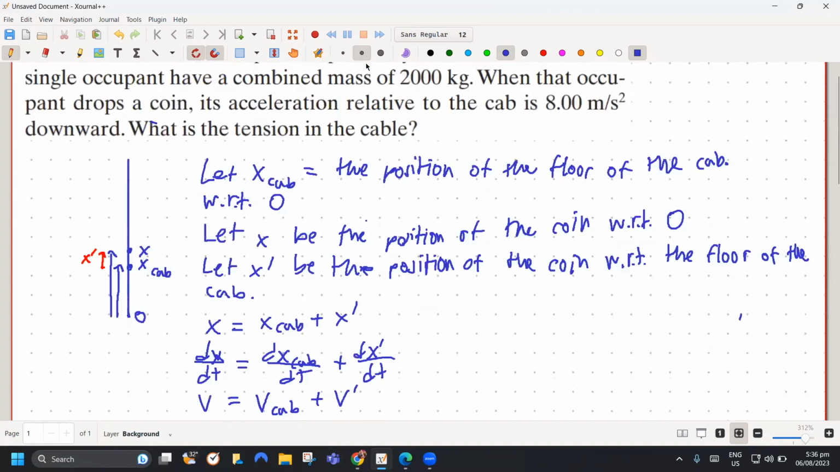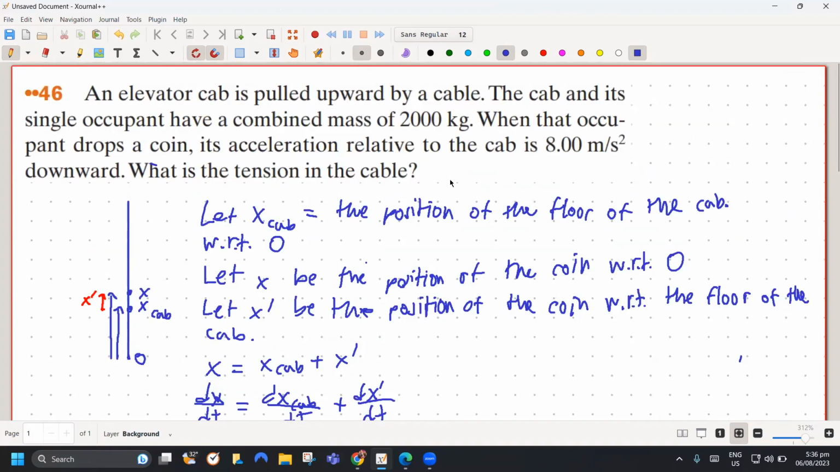Wait. So, with respect to the floor of the cab, yung coin nag-accelerate upwards? The occupant drops daw the coin po eh. So, ano yung direction of acceleration? Downwards dapat. Okay, so yung -8, alin yan? Is that A prime, A, or A cab?